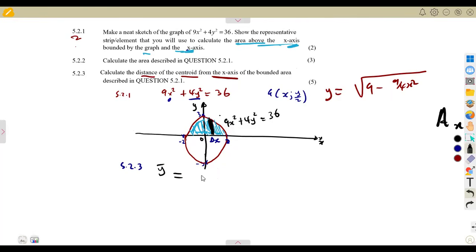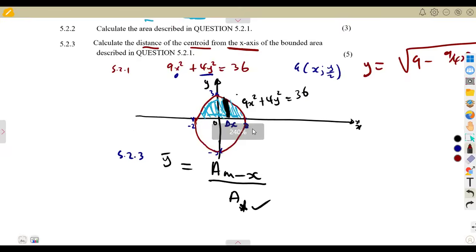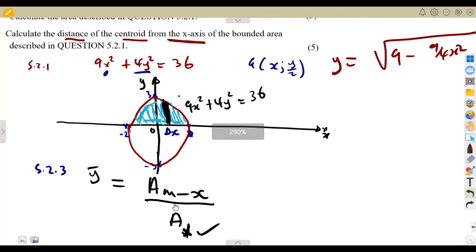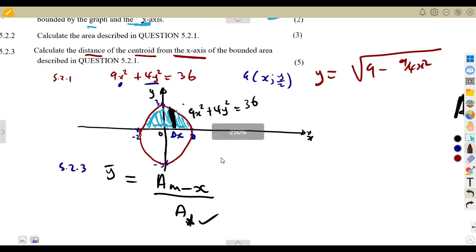So remember, I say that Y bar is the area moment of the opposite, the area moment for X over the area. We saw that from our formula sheet. So the area is already calculated, it's there. What we need is this one. The question is not even asking you to calculate the area moment for X. No, it's not. You're asked to calculate the centroid from the X-axis, meaning we are calculating Y bar. And Y bar is area moment for X over the area. Now that you know that, it means you have to calculate the area moment for X.